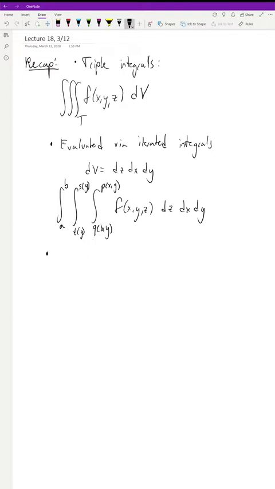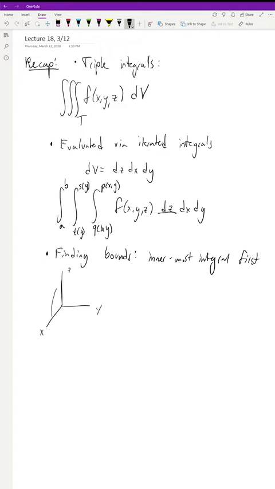So our strategy for finding bounds is you do the innermost first. In this case, for our dz bound, let's go back to the example we did from last lecture. I'm considering this surface, defined by the equation z equals 4 minus x squared minus y squared. The way I find my z bounds is I start far out on the negative z-axis and move up, up, up, until eventually I hit the bottom surface, the z equals 0 surface. That's my lower bound. I move up through the region until eventually I hit the top surface, z equals 4 minus x squared minus y squared, and that's my upper bound. And then I leave.